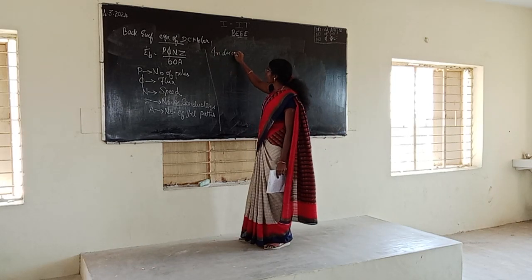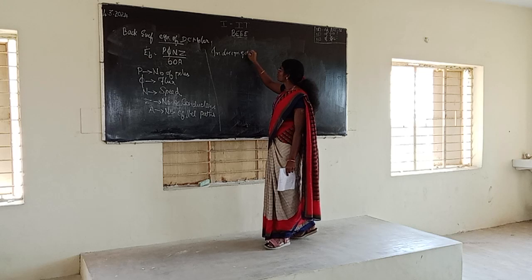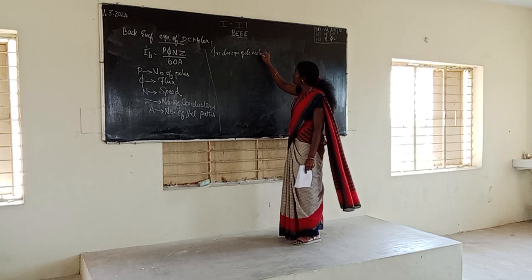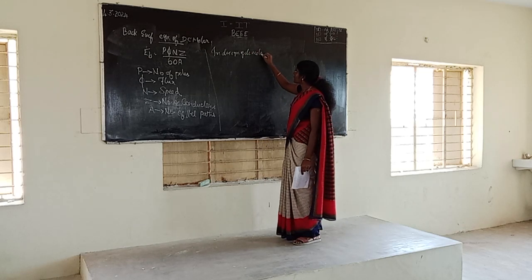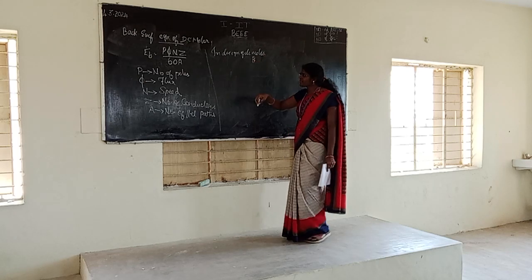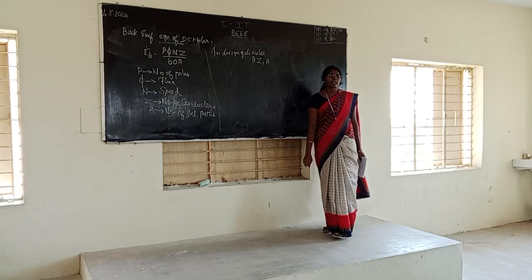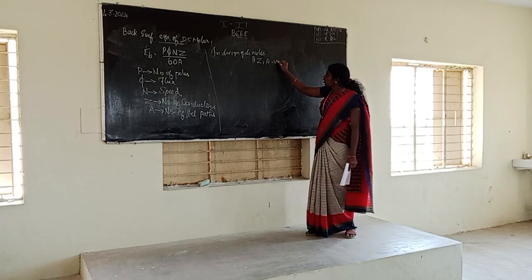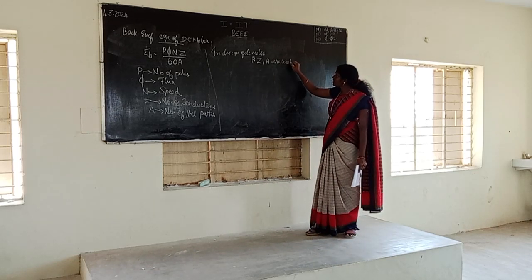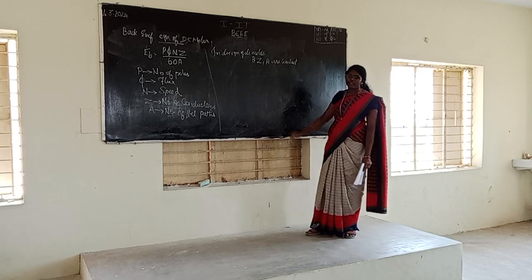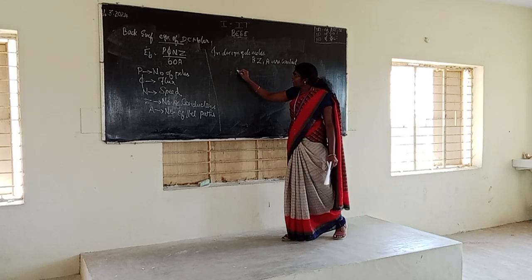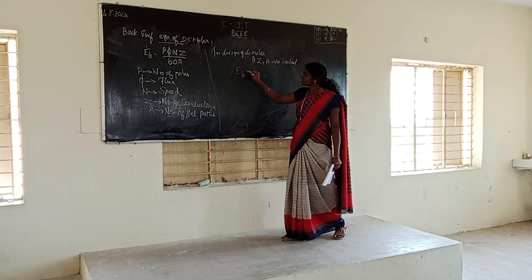In the design of the DC motor, the poles, conductors and number of parallel paths are constant. So these things are constant. Then the back EMF depends upon what?